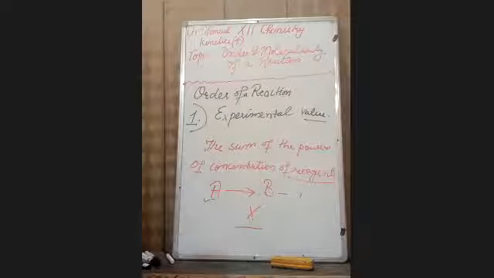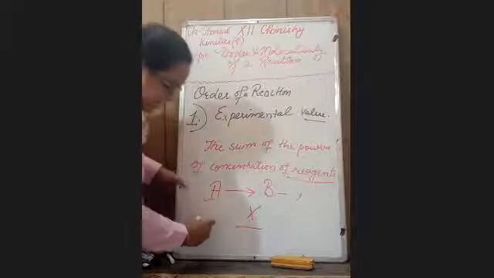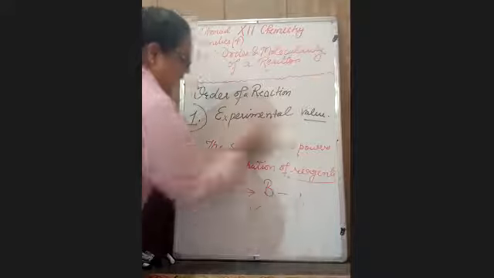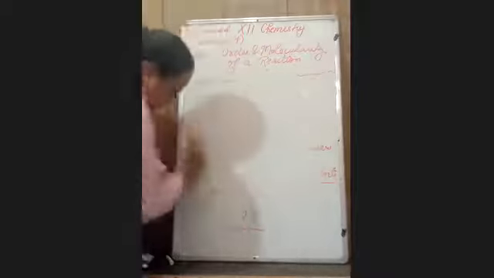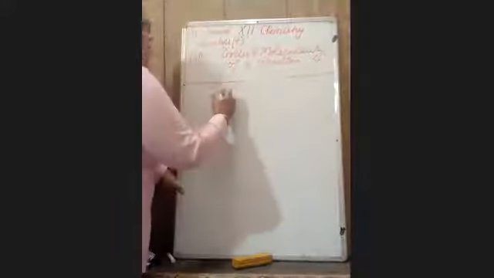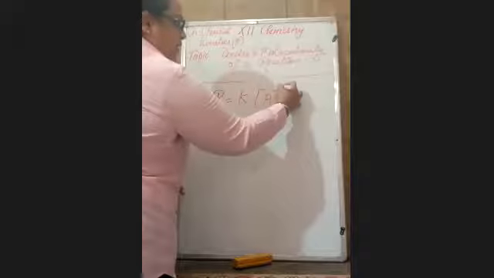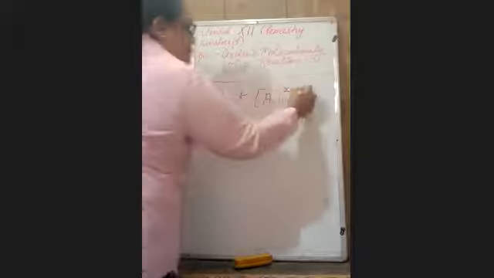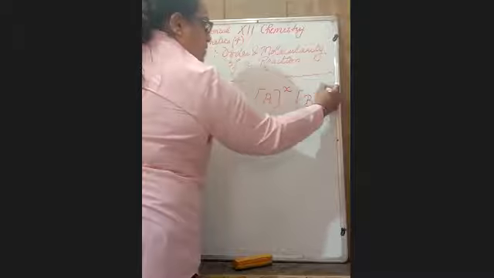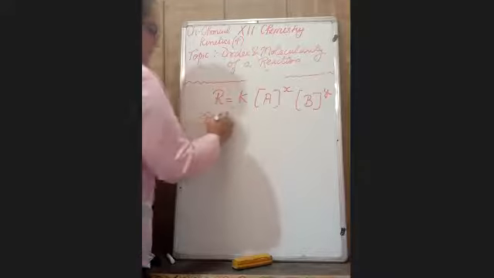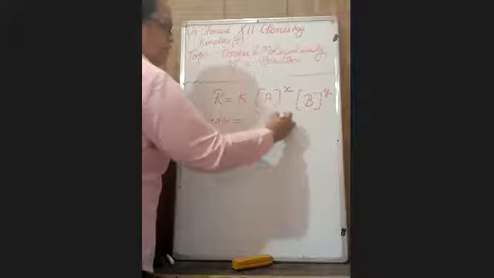Now, order of a reaction. Suppose I am telling you this is the equation. In one reaction, I am giving you one clue: R is equal to K into concentration of A raised to the power X into concentration of B raised to the power Y. This expression is given to us. So what is your order of reaction? It is equal to X plus Y.